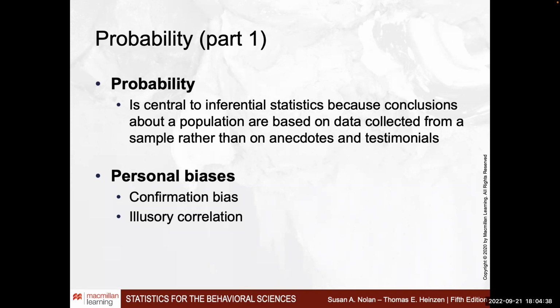Illusionary correlations are correlations that are just in somebody's mind. This is like I'm running fast in a race when I wore the talisman that my grandmother gave me. So that's kind of along these lines.